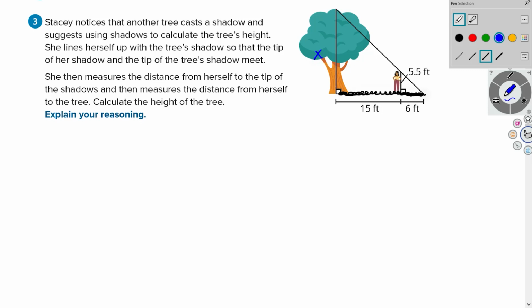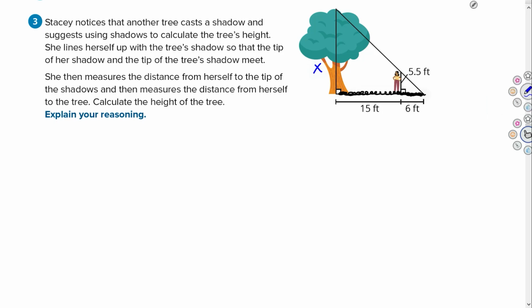I would encourage you to pause the video and try to find the height of the tree, and the hint that I will give you is the tree is taller than 15 feet. So if you answered that it's less than 15 feet, you've done something wrong. Go ahead and pause the video and try to find the height of the tree.